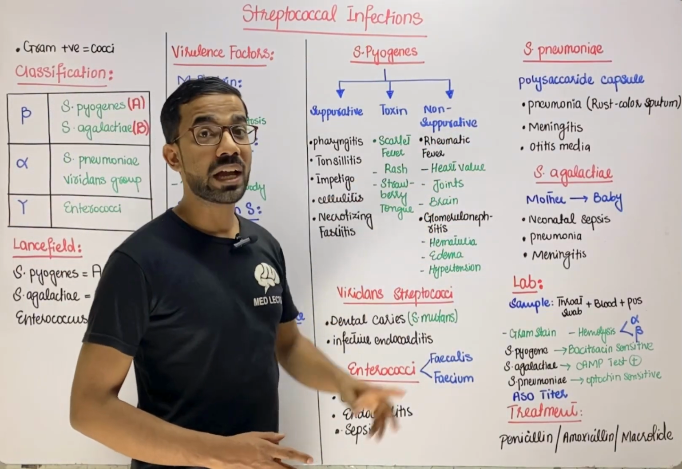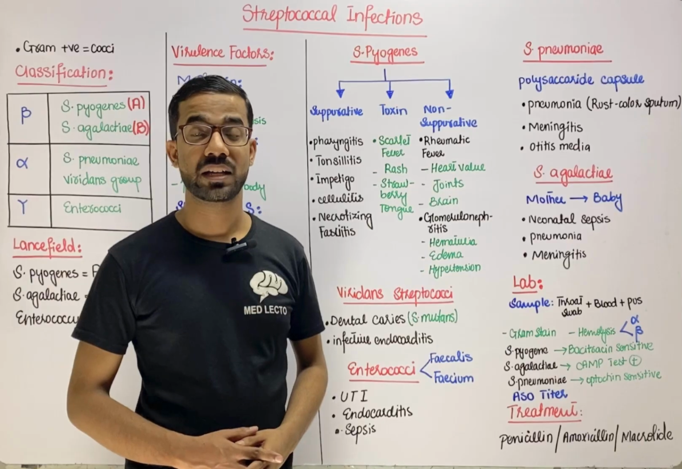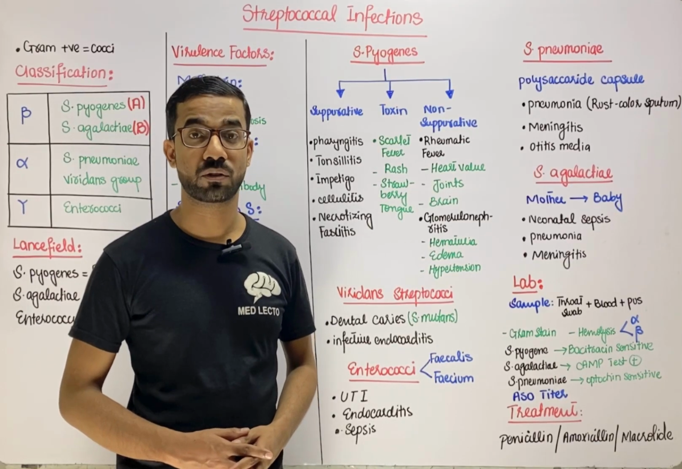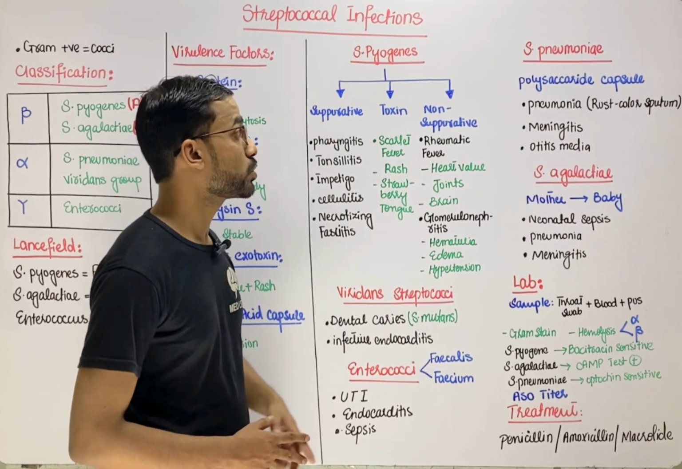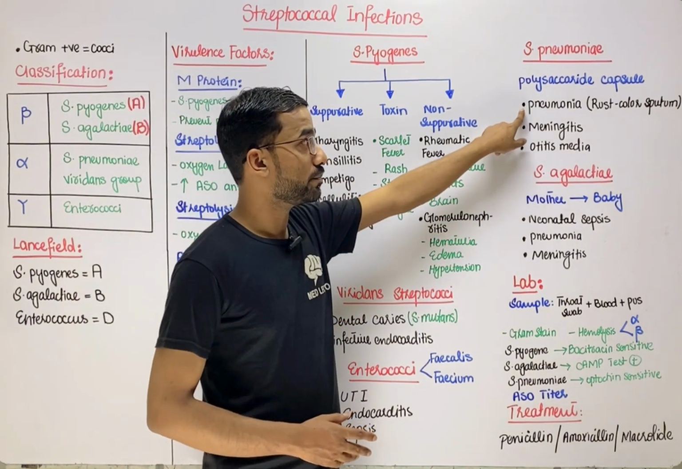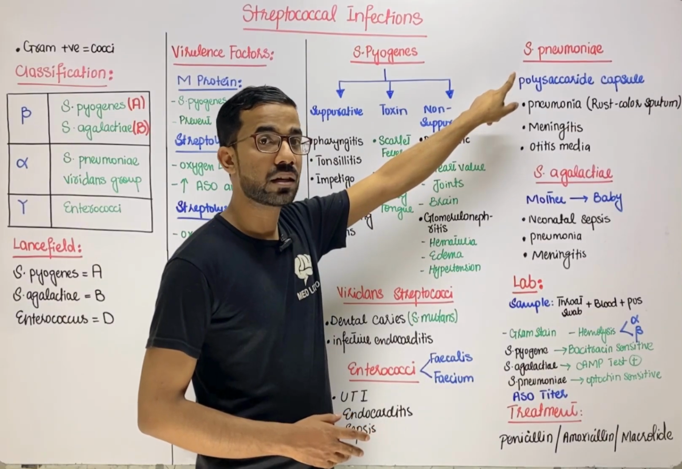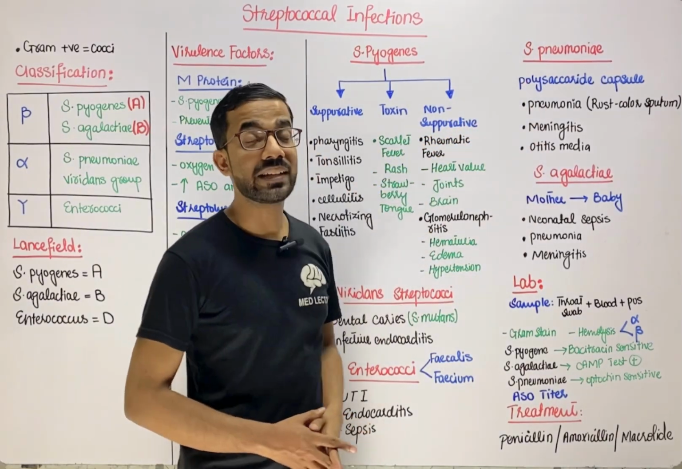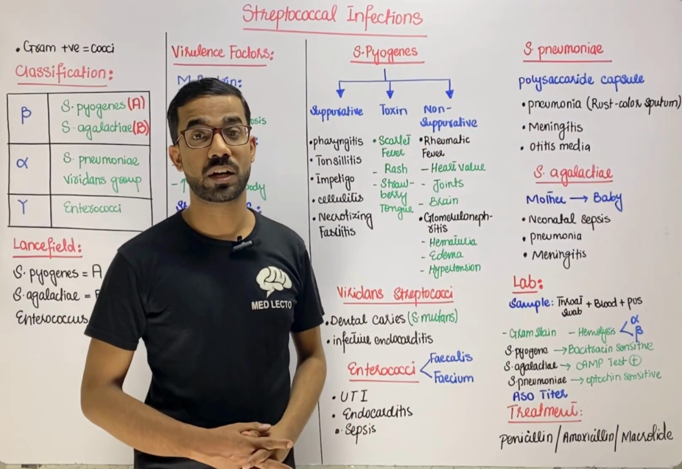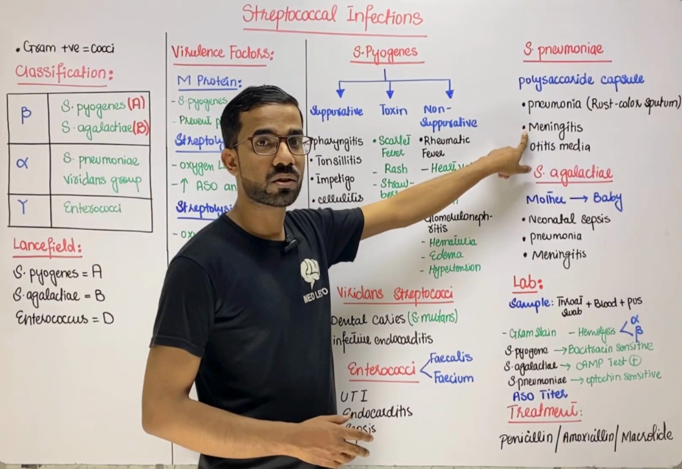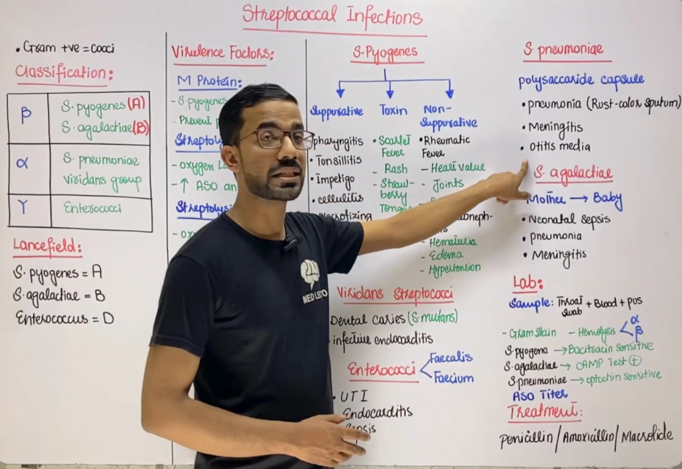Streptococcus pneumoniae, the most important feature, it has a polysaccharide capsule that prevents it from phagocytosis by our immune system. So pneumonia is actually caused by S. pneumoniae, and in that pneumonia you will see rust color sputum production. This bacteria can also cause meningitis and otitis media.